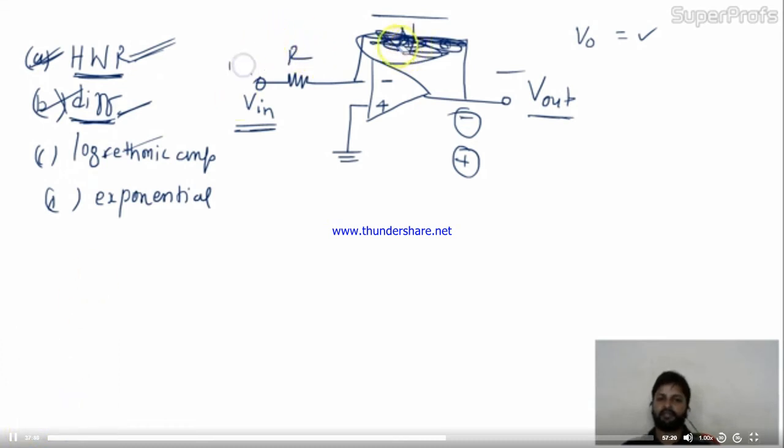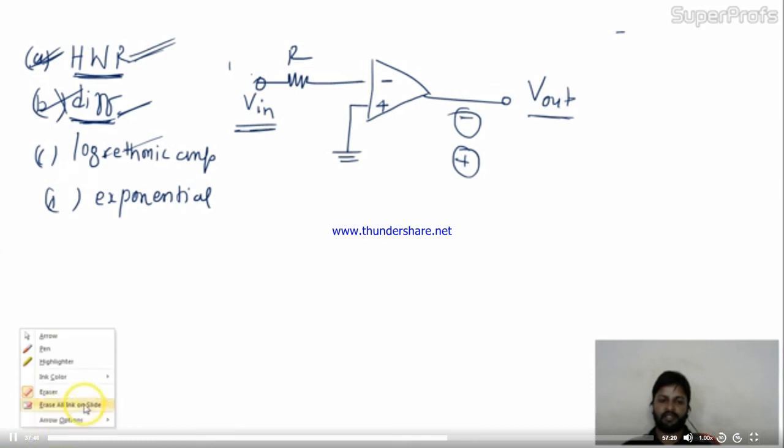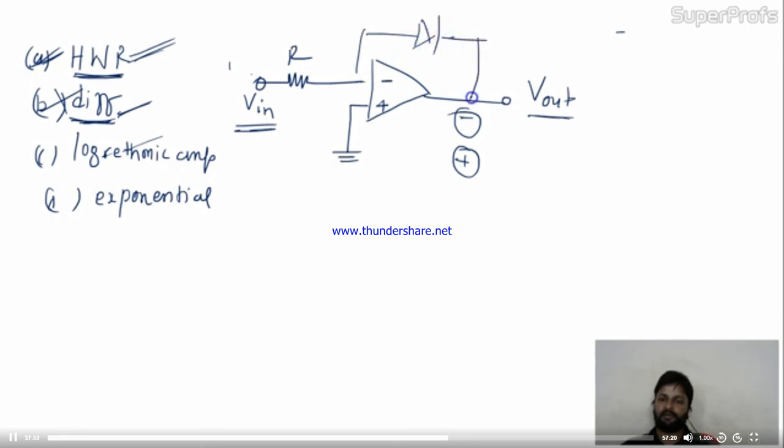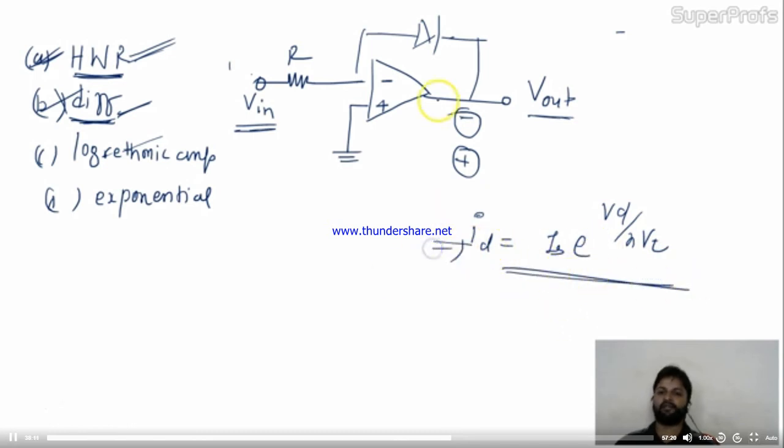You can remember it like this. The logarithmic amplifier circuit is given in this way, but still we can derive this. The diode is given over here. If you remember, in the diode circuit, we have seen the current in the diode is ID equal to I naught e to the power Vd divided by eta Vt. This was the current given for ID.